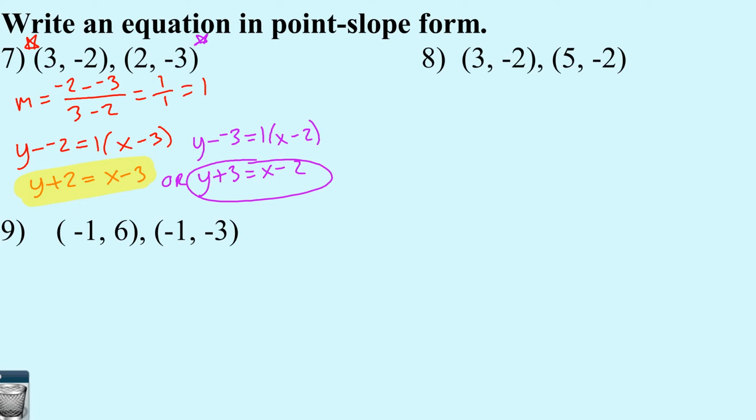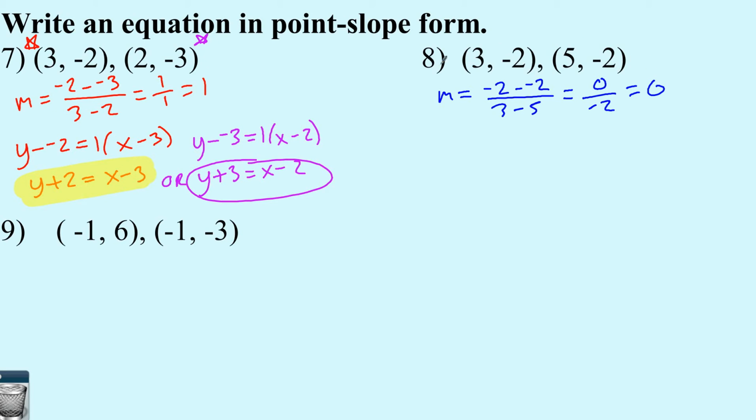So let's try 8 and 9, because these, I think something weird might happen. All right, so our slope for number 8, let me change colors. Let me do blue. So we get, our slope is -2 minus -2 over 3 minus 5. So that just gets me 0 over -2. So what's 0 divided by -2? Pull out our calculator and it just tells us 0. Yeah, I know how some of you guys work. All right, so now we know our slope is 0.